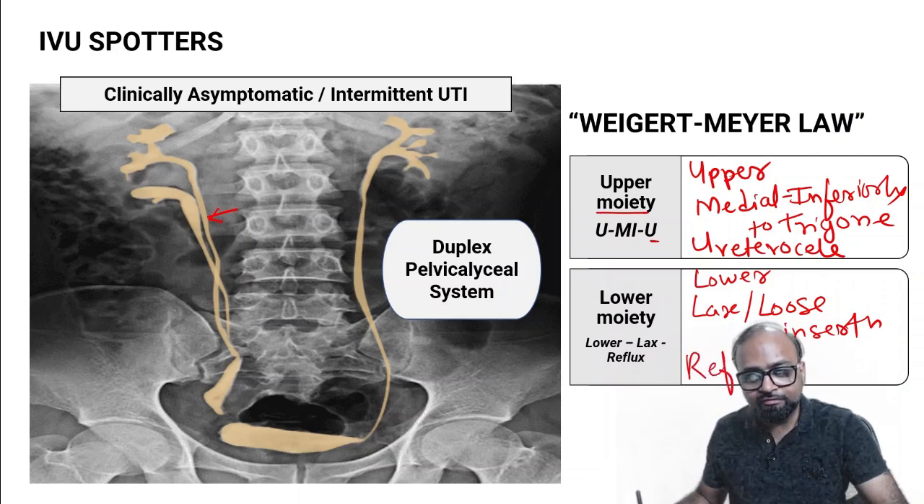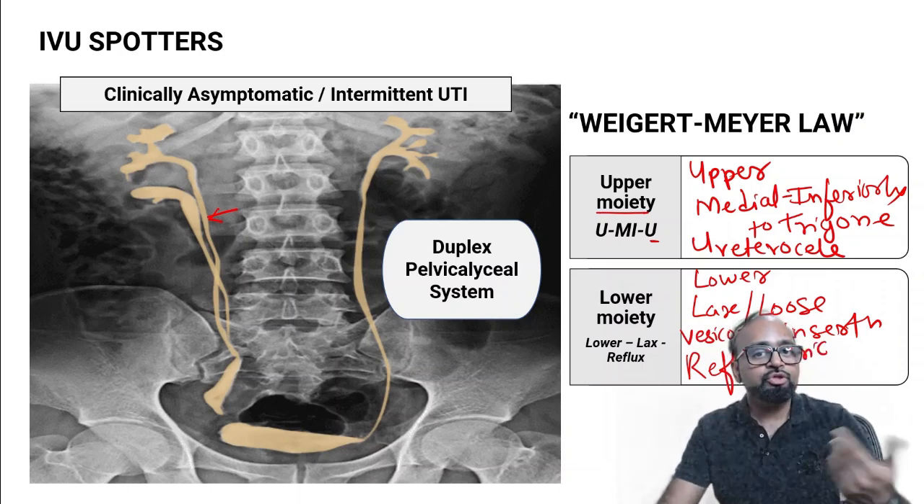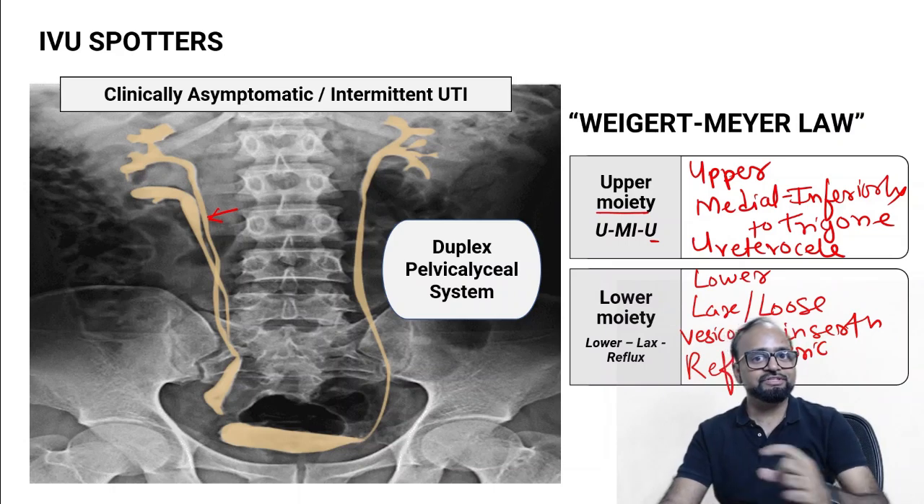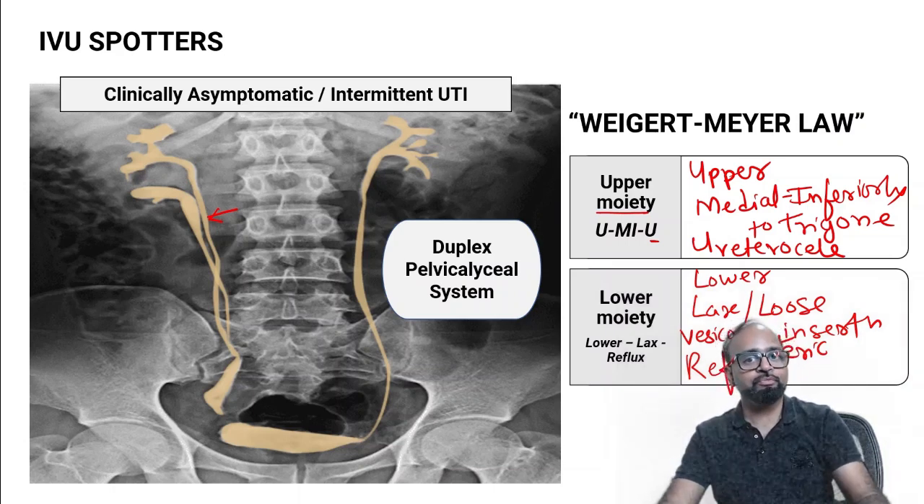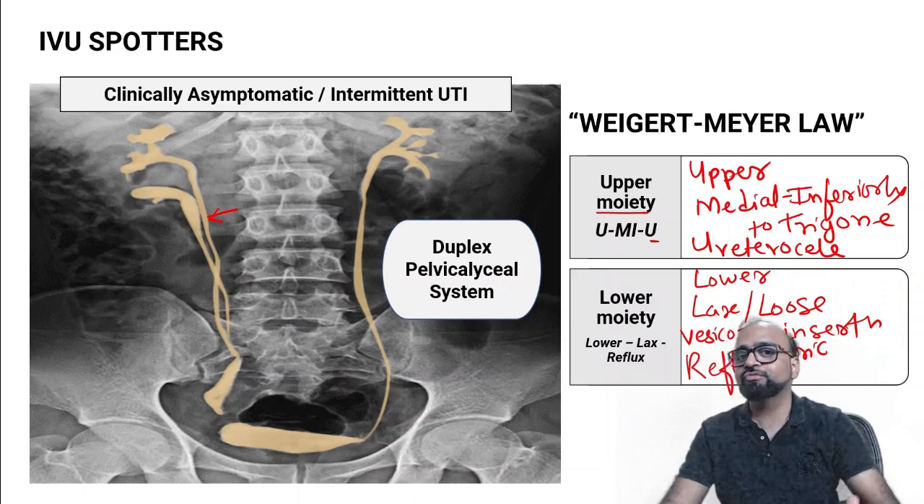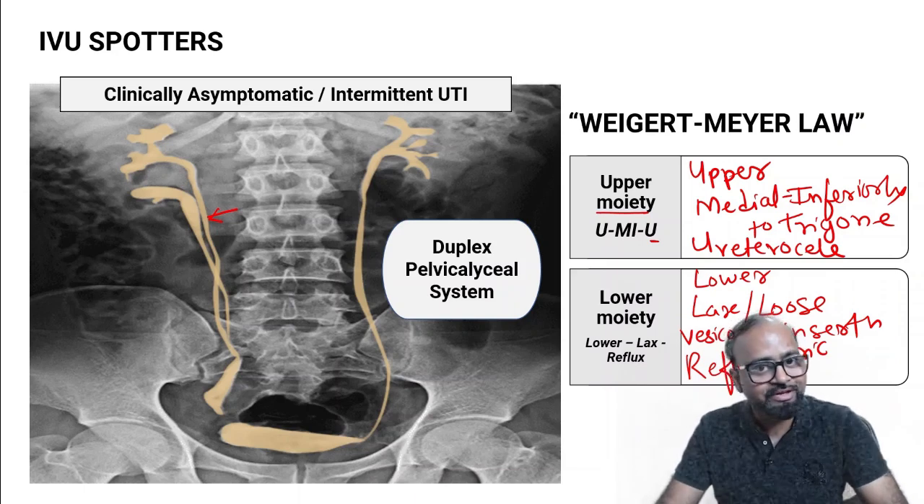because it is a lax or loose insertion, it is more prone to the development of reflux. What is reflux? The urine goes back from the bladder into the ureter. So this is what is called vesico-ureteric reflux. So upper moiety, medial inferior insertion, predisposed to ureterocele; lower lax reflux, lower ureter has a lax or loose insertion, therefore it is more predisposed to vesico-ureteric reflux.